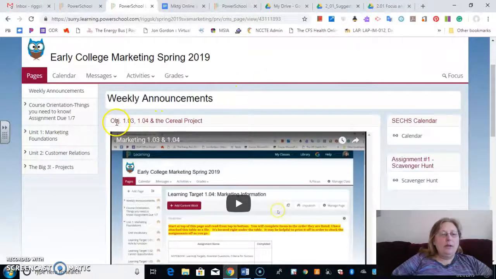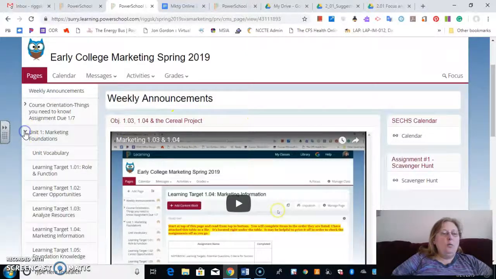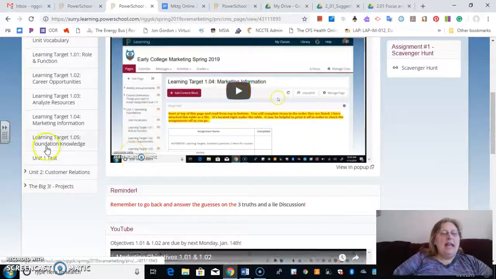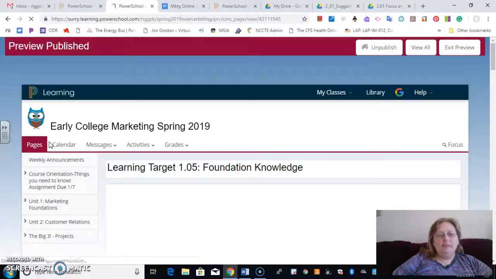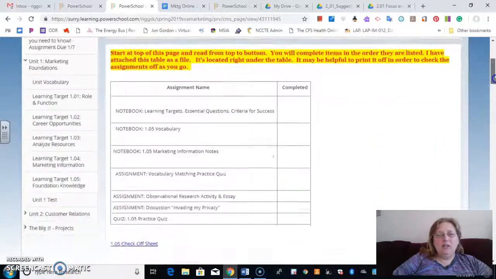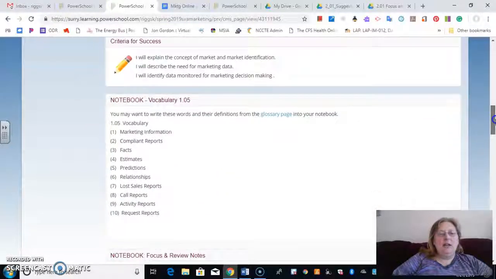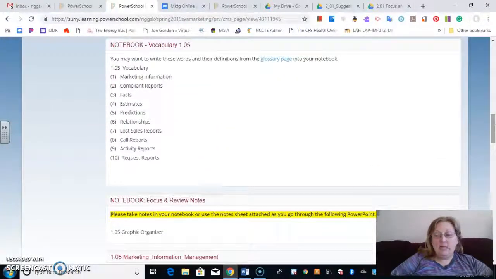So last week we did 1.03 and 1.04, and you should be starting that serial project. This week, what's due next Monday, is we're going to finish Unit 1. So we're going to hit on Unit 5, which is foundational knowledge. And we're going to be talking about marketing information management in Unit 5.